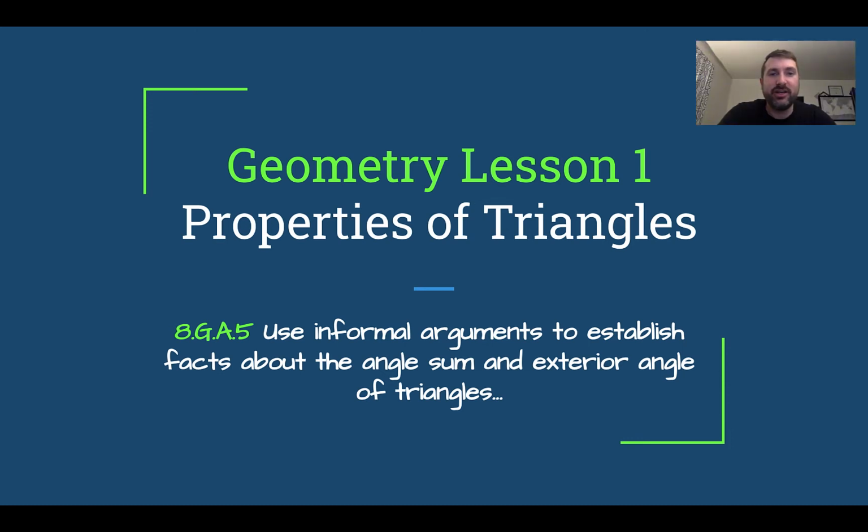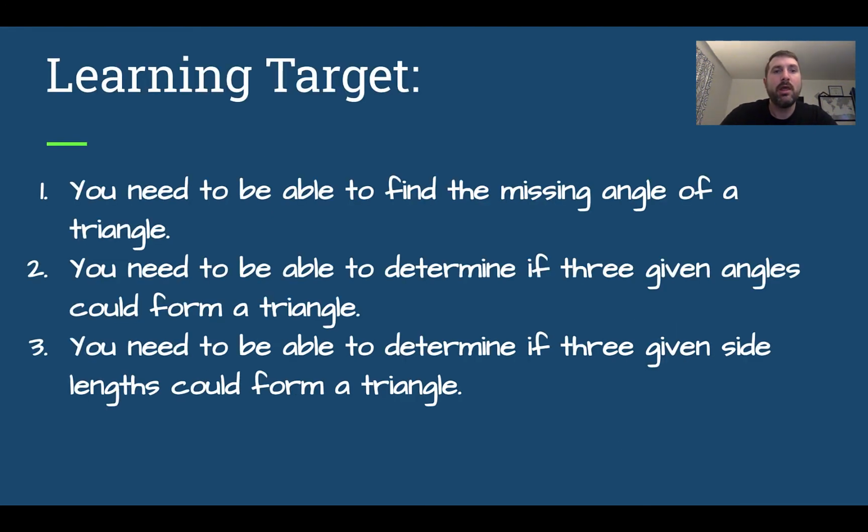Hey there, Mr. Weaver here, and this is Lesson 1 of the Geometry Unit on Properties of Triangles. After this lesson, you need to be able to find the missing angle of a triangle, determine if three given angles could form a triangle, and determine if three given side lengths could form a triangle.